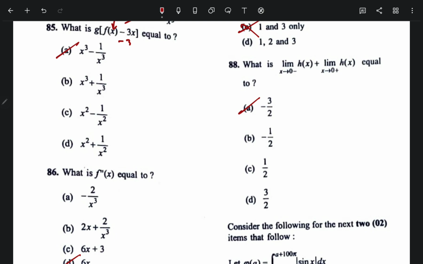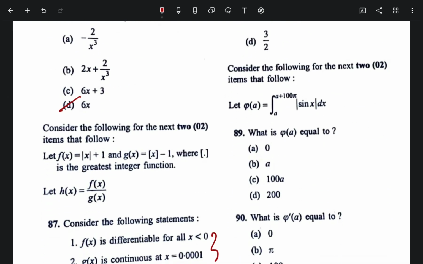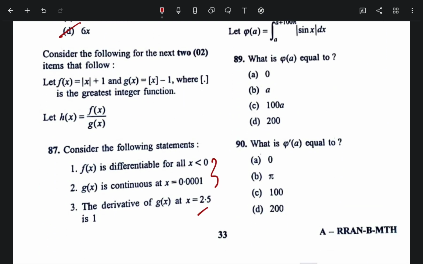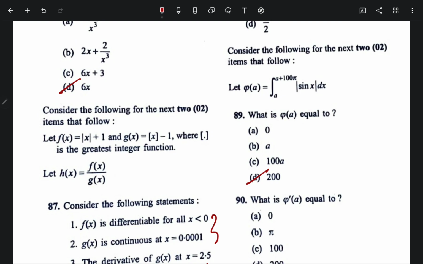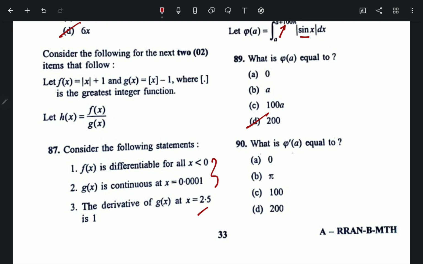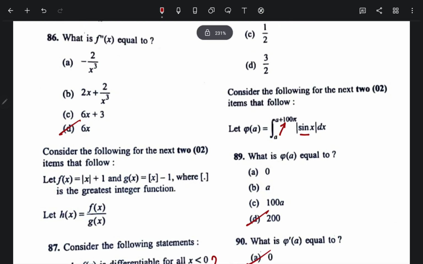So this is left hand limit and right hand limit for h of x. And for 89, you get D. So you can differentiate sin x, you can apply it. Since you can see that this is sin x, and it is going from a to 100 pi, you can find the repeating intervals where you'll get positive and negative. This is also easy. And differentiating the function, it is just sin x, and you apply it, you get a to be 0.